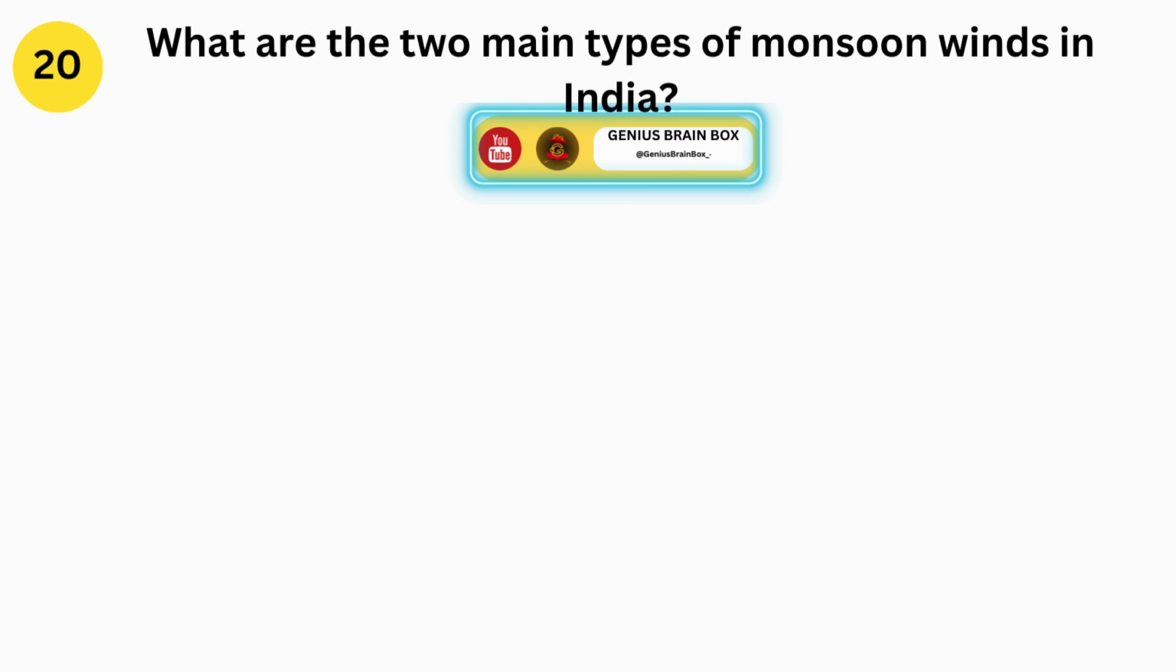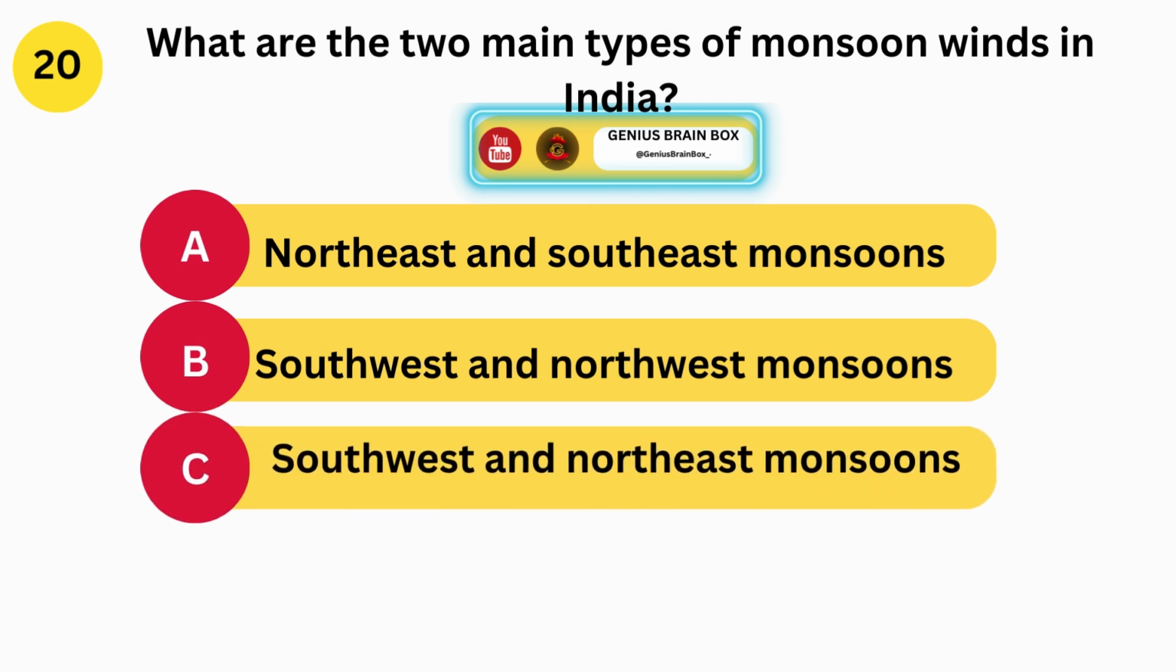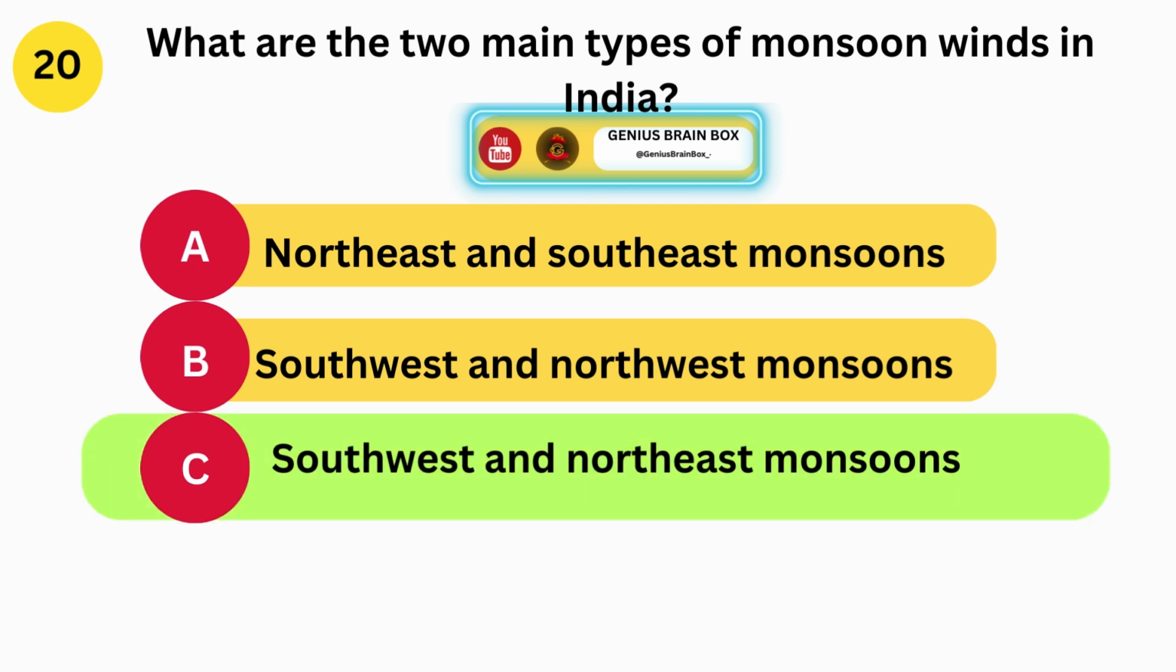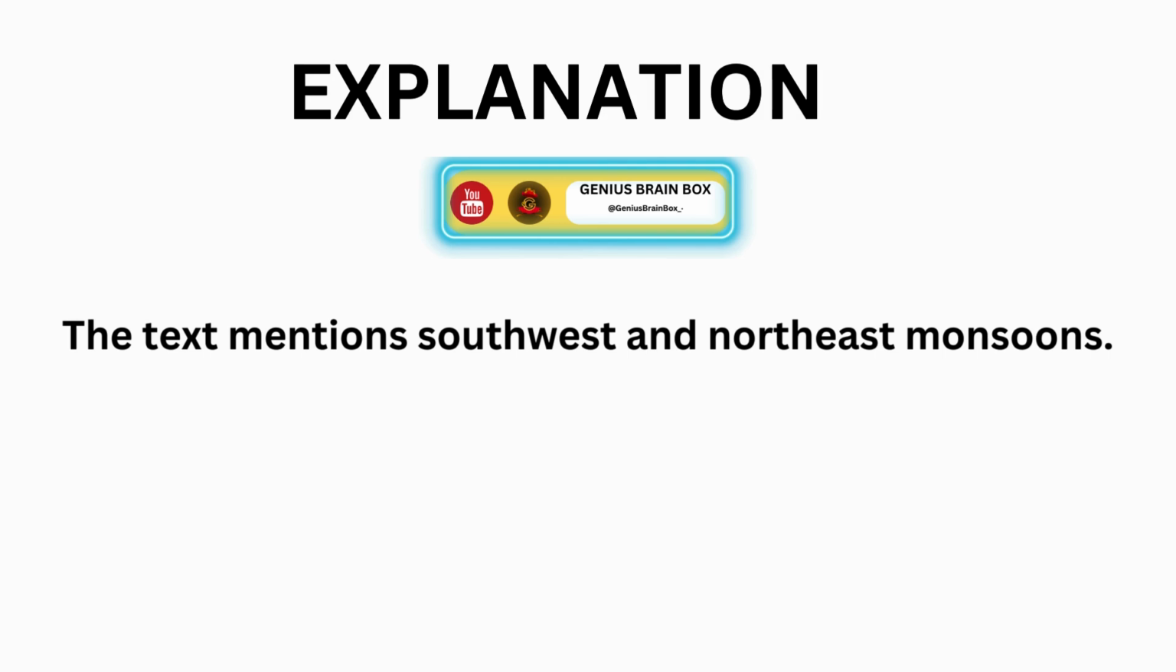What are the two main types of monsoon winds in India? Option A. Northeast and southeast monsoons. Option B. Southwest and northwest monsoons. Option C. Southwest and northeast monsoons. Correct answer is... Explanation. The text mentions southwest and northeast monsoons.